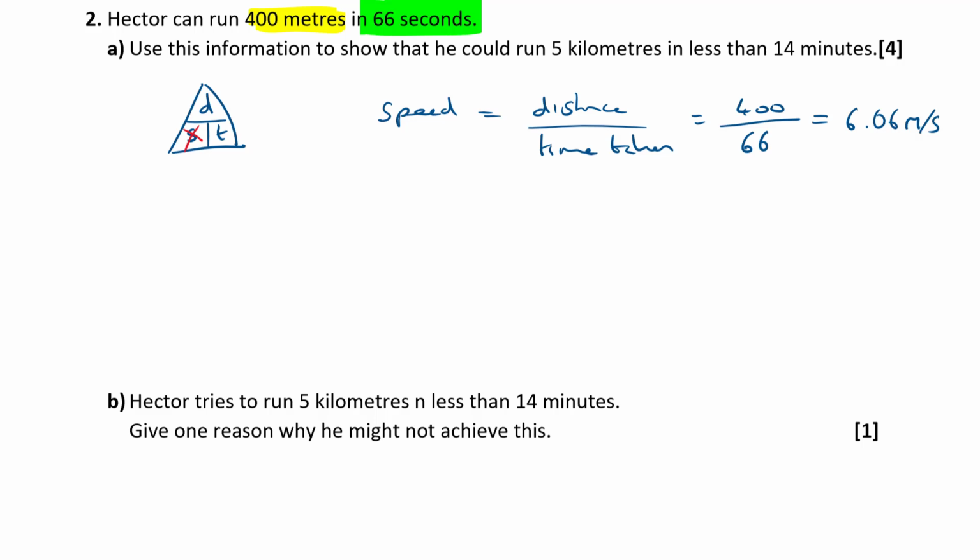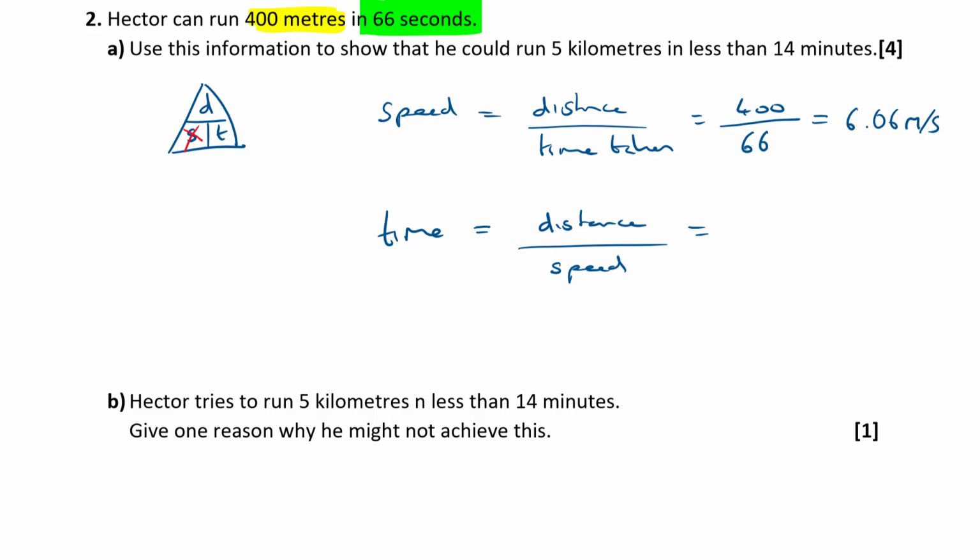So if we know that that's the speed, and I'm going to be running 5 kilometers, how long is it going to take me to run 5 kilometers at 6.06 meters per second? So then I want to find out time. So coming back to my triangle, if I covered up time, then it would be distance over speed, isn't it? So that's my next calculation I'm going to have to do. So time is equal to distance travelled over average speed.